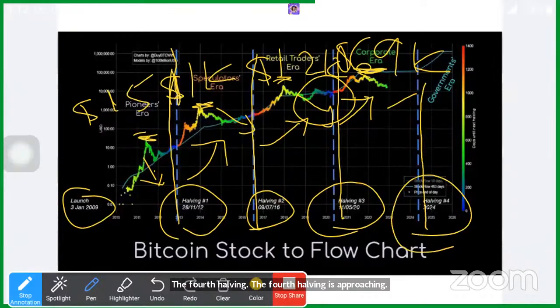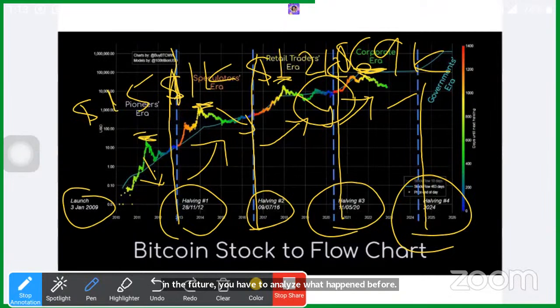So what is the opportunity that is in front of us? If you want to see the future, you have to analyze the past. That is how trading works. If you want to predict what is going to happen in the future, you have to analyze what happened before and after every halving.